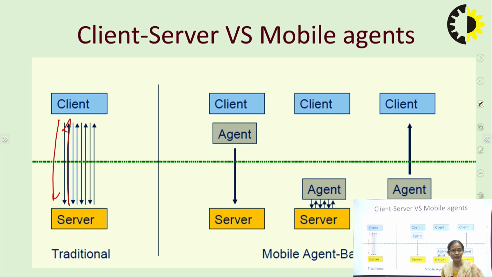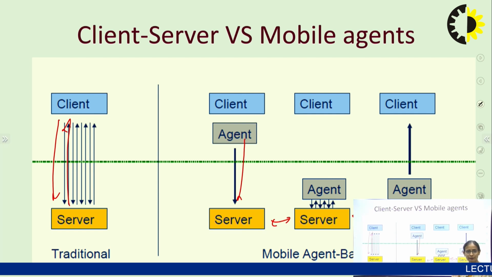Whereas in mobile agents, what is happening? The client is sending the agent to the server. Now these agents move from one server to another server, and once the agent does the final computation, it will return back to the client.